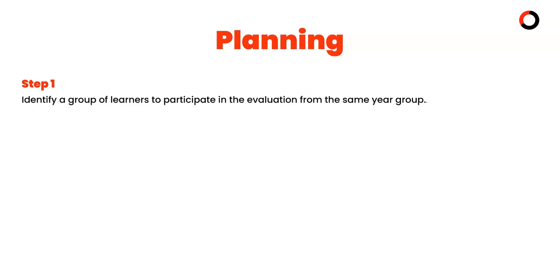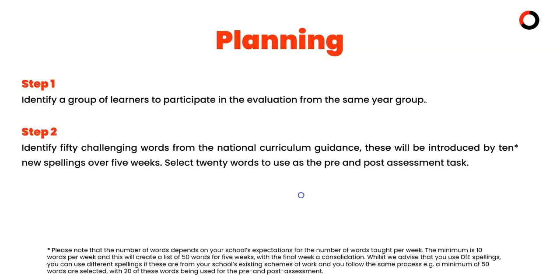Planning. So step 1, identify a group of target learners to participate in the evaluation. Step 2, identify 50 challenging words from the National Curriculum Guidance. These would be introduced by a minimum of 10 new spellings over 5 weeks. The 6th week will be a consolidation. Then you will select 20 words to use as a pre- and post-assessment task.